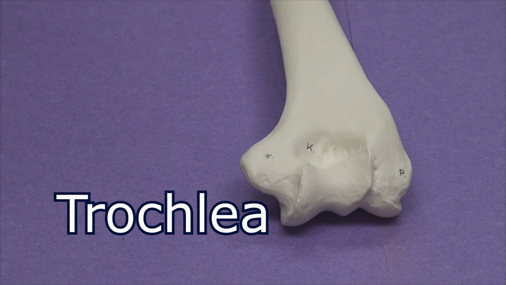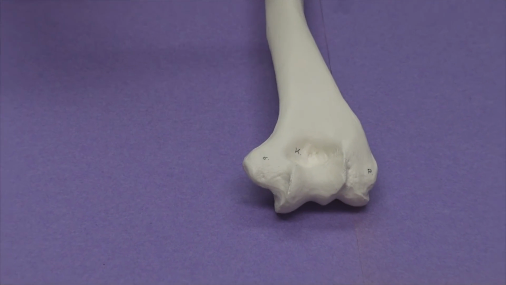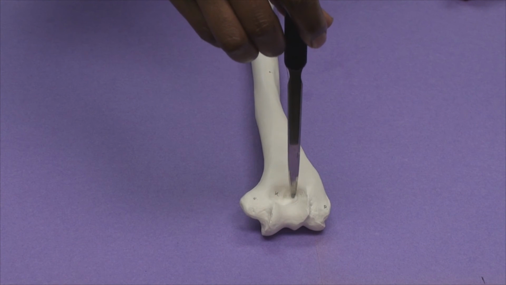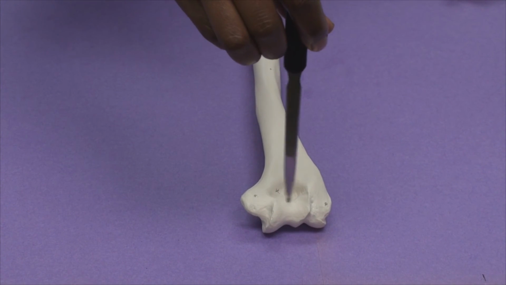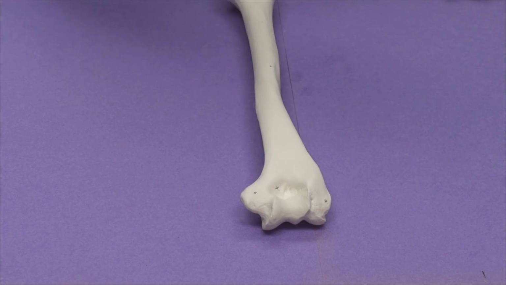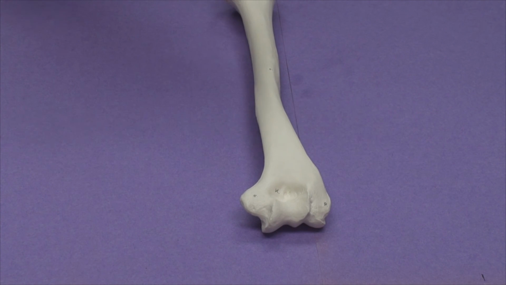Okay, so remember guys, the only two features that were introduced here were the groove for the radial nerve, and then this huge fossa right here, the olecranon fossa, that will articulate with the olecranon process during elbow flexion and extension. And here we have the posterior view of the humerus.